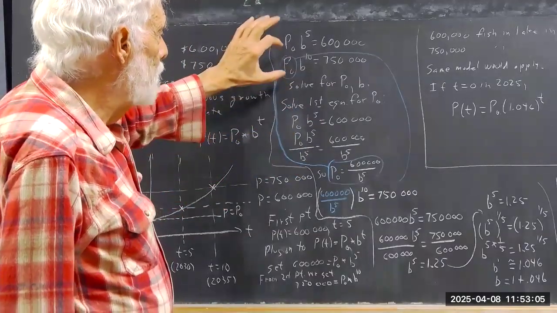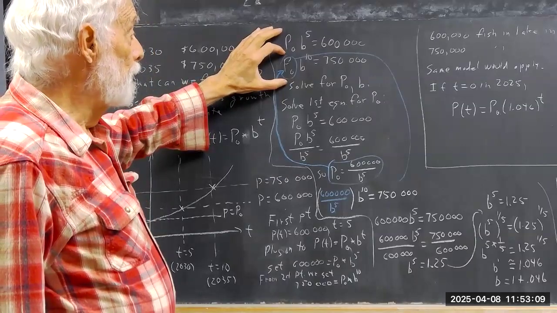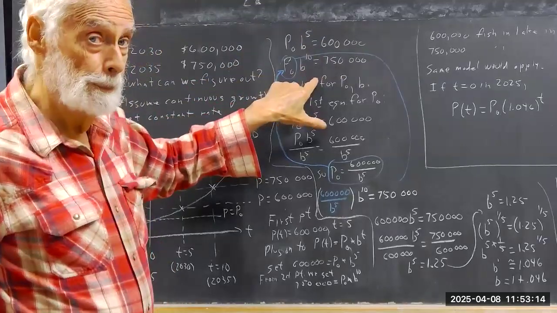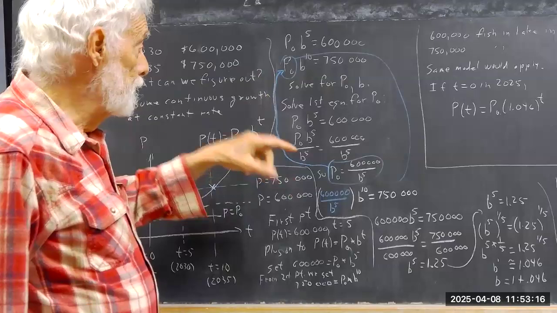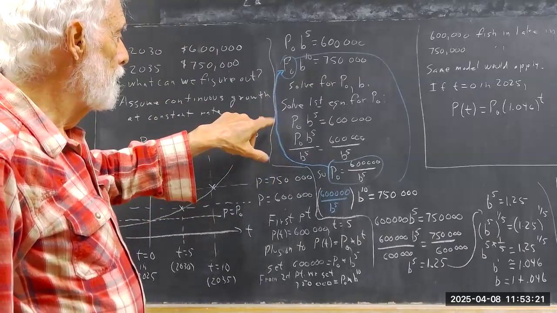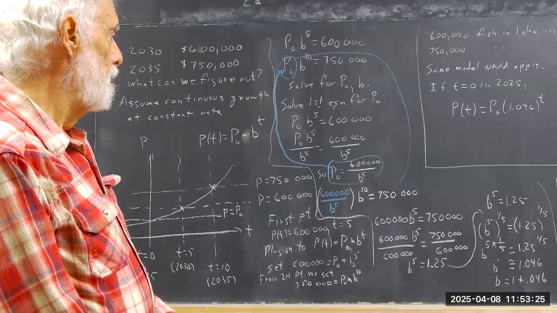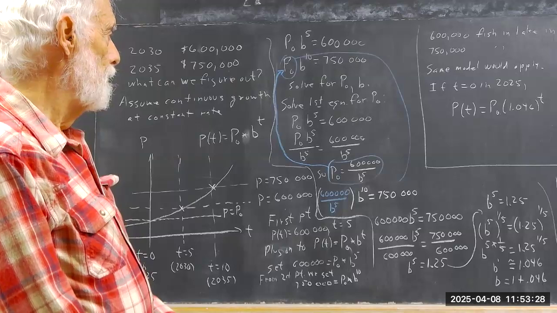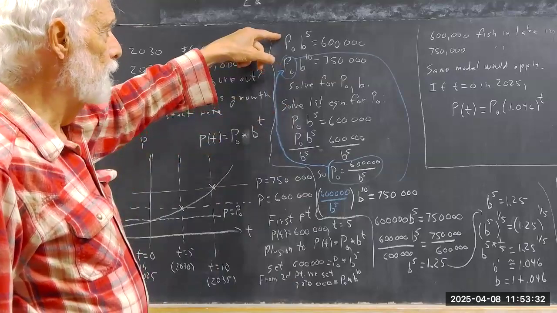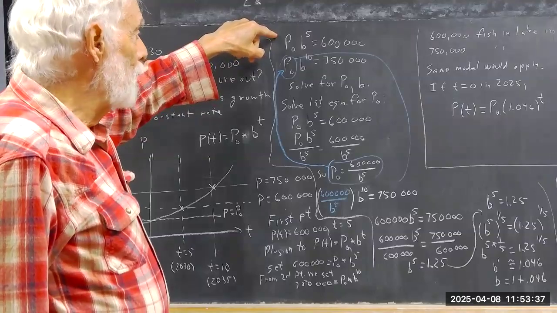To solve this, I pick the first equation and solve it for P naught. Well, that's really easy. To solve this equation for P naught, we just divide both sides by b to the 10th, right? And that gives us... I don't know why I'm pointing to this equation. This is the first equation. We're solving this equation for P naught.